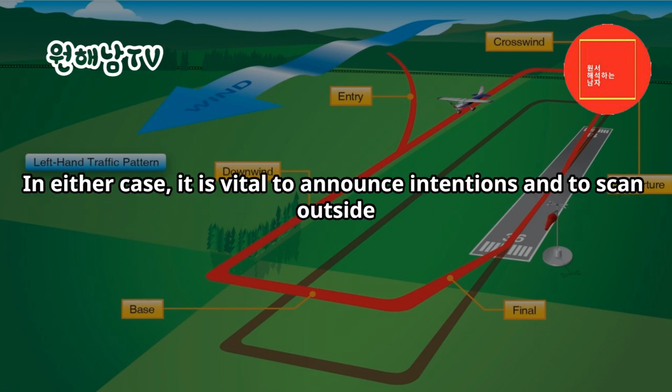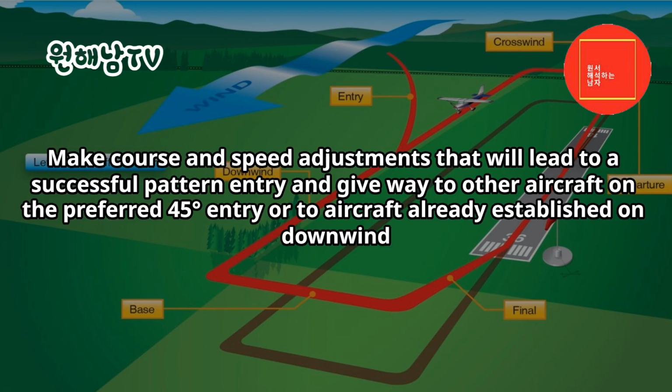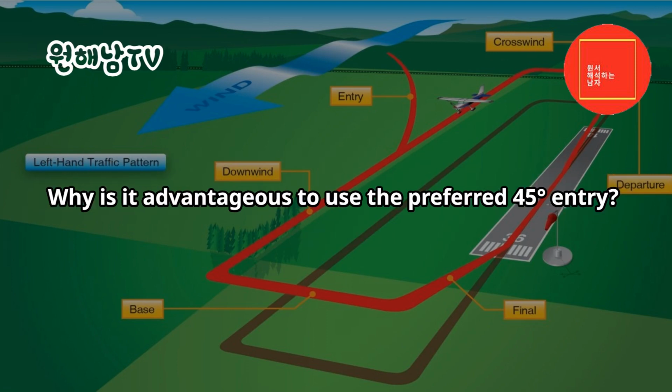In either case, it is vital to announce intentions and to scan outside. Make course and speed adjustments that will lead to a successful pattern entry, and give way to other aircraft on the preferred 45 degrees entry or to aircraft already established on downwind. Why is it advantageous to use the preferred 45 degrees entry?